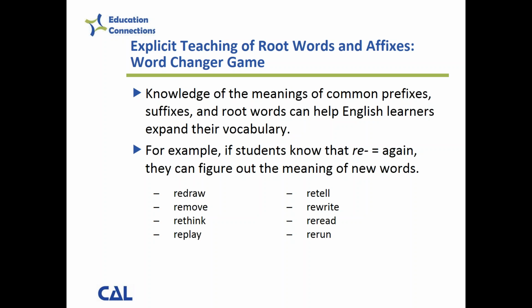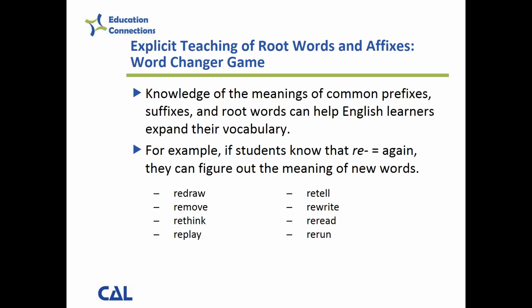And one way to do it is by, first of all, teaching them common root words and common affixes in English, and then allowing them to work together to play a game by combining prefixes, root words, and suffixes, getting points for their table group, and creating new words. So let's just take the example on this slide. The students have been taught that re means again. So once they know that, they have 8 more words at their disposal. They can redraw, remove, rethink, they're going to think again, replay, play again, retell, and so forth.